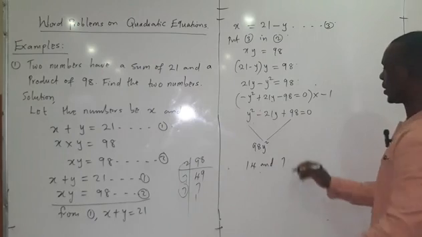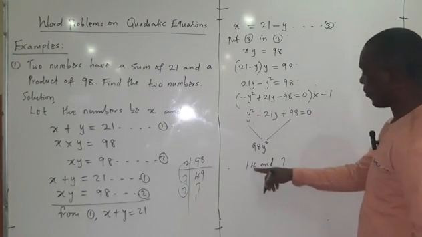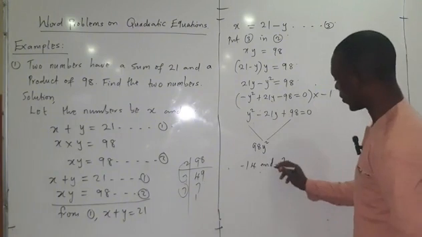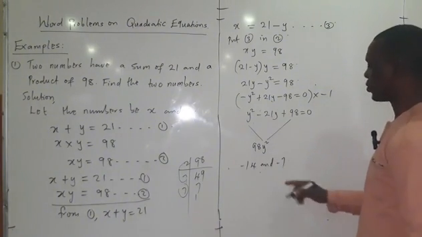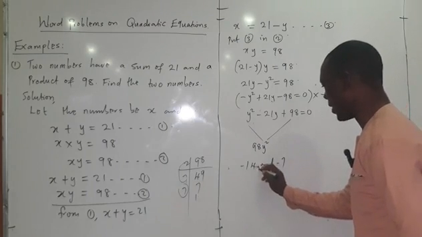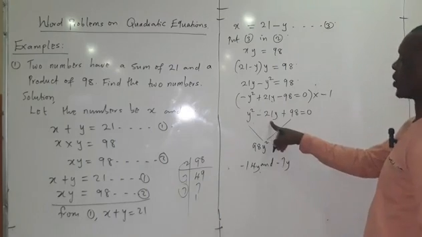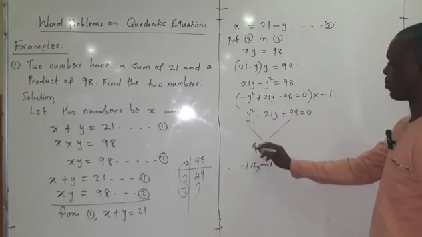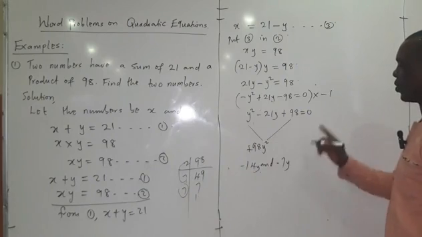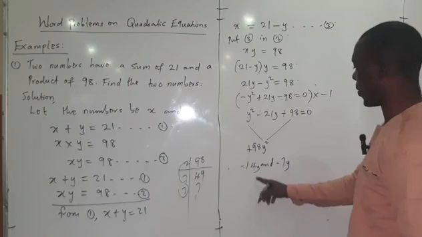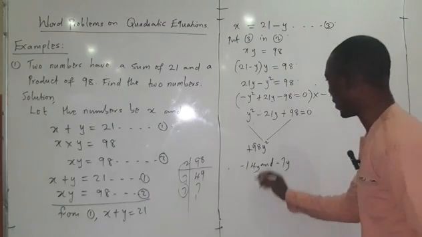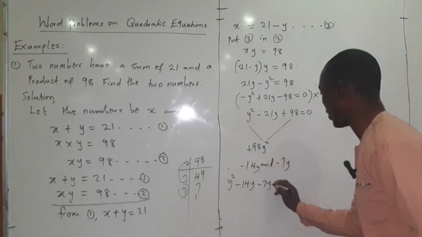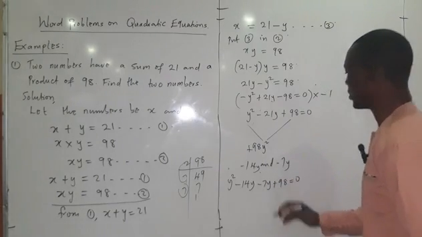So 14 times 7 is plus 98. Well, 14 minus 7 is 7, but what of minus 14 minus 7? That will give us minus 21. So we now have minus 14y minus 7y, which gives us minus 21y, and minus 14y multiplied by minus 7y gives us plus 98y squared. So we are going to replace minus 21y with minus 14y and minus 7y. We now have y squared minus 14y minus 7y plus 98 equals 0.